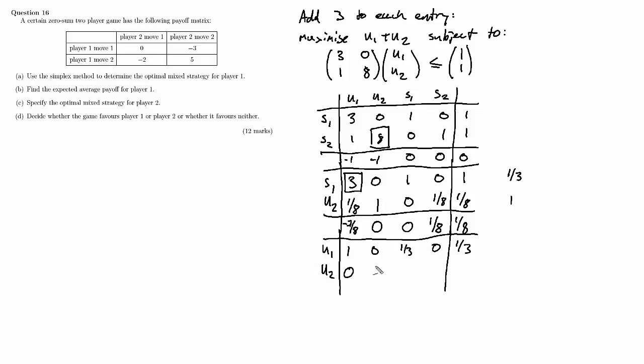1 minus 0 is 1. 0 minus 1/3 times 1/8 is minus 1/24. Now here we have 1/8 minus 0, which is 1/8. And then here we have 1/8 minus 1/8 times 1/3, which is 3 minus 1/24. So 2/24 is 1/12.